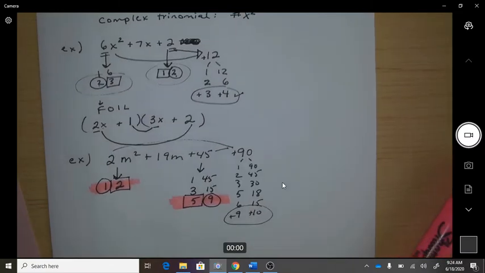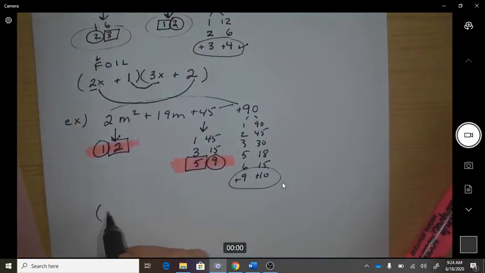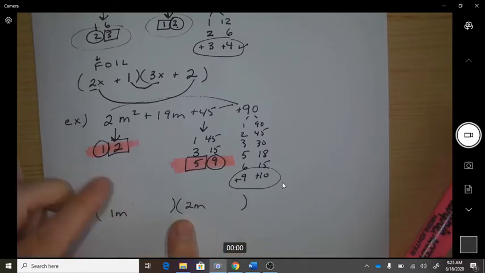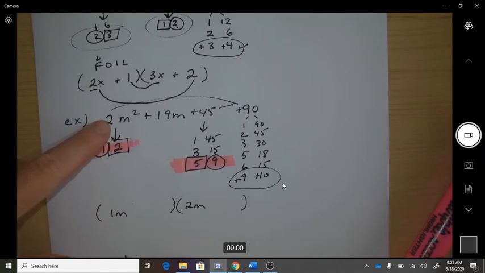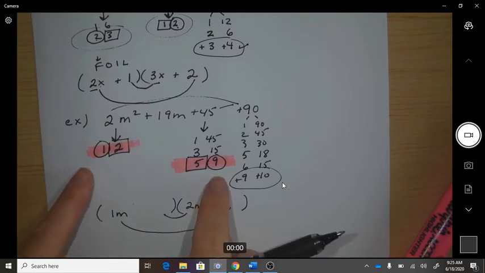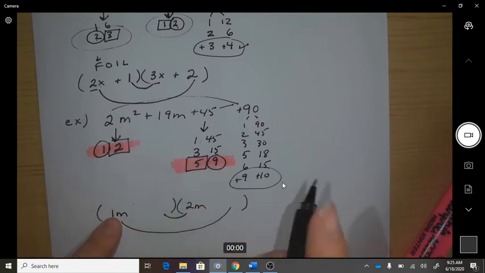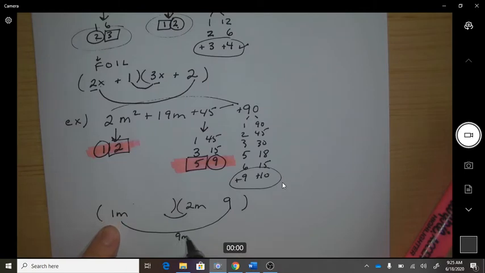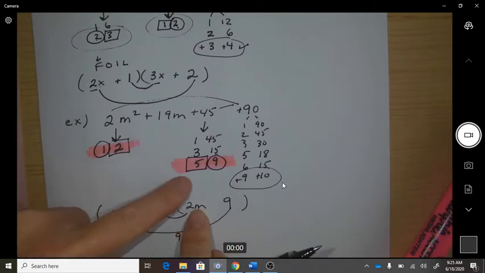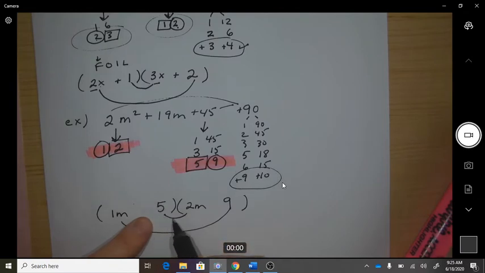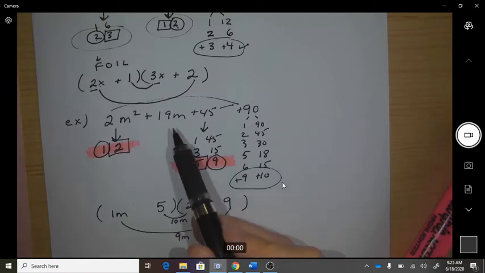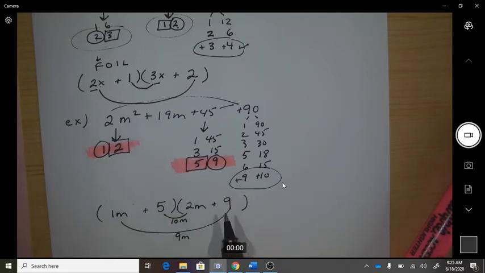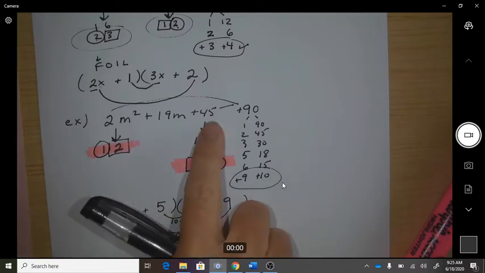Okay, so now when I start my brackets, I'm going to have 1m and 2m. I've already done that first. I'm going to go O and I to make the 19. So I already know the 1 is going to go with the 9, so there's my 9m. And the 2 is going to go with the 5, so there's my 10m. So there's my 19m. So I'm done OI, and plus the last to make 45.